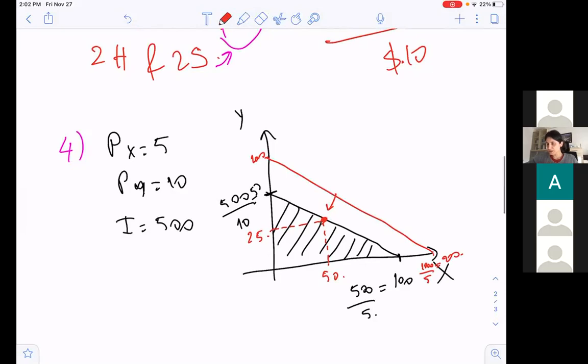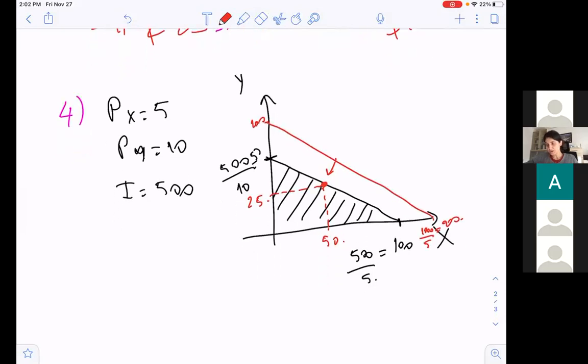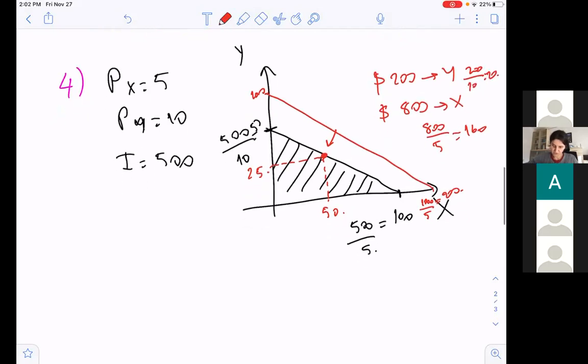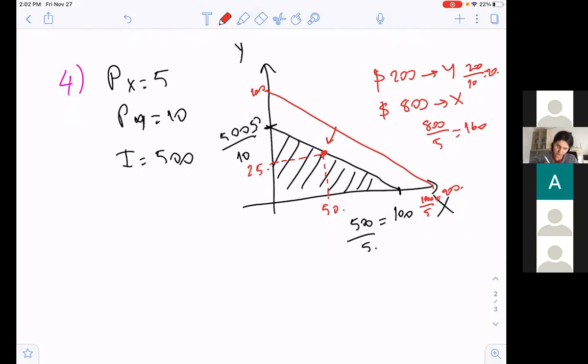Now, after the income change, the household spends $200 on Y and $800 on X. Yani how many units of X is she consuming? This is 800 divided by 5. She's consuming 160 units of X, and you divide 200 by the price of Y, so 20 units of Y she's consuming.